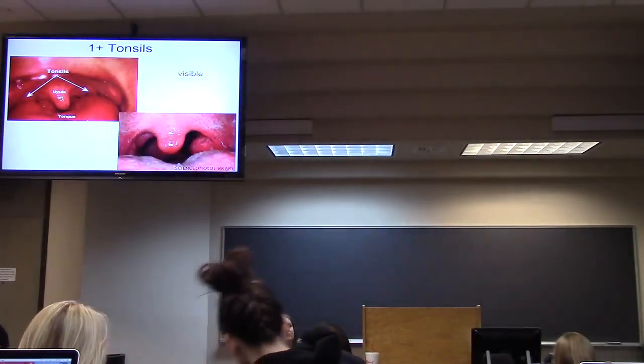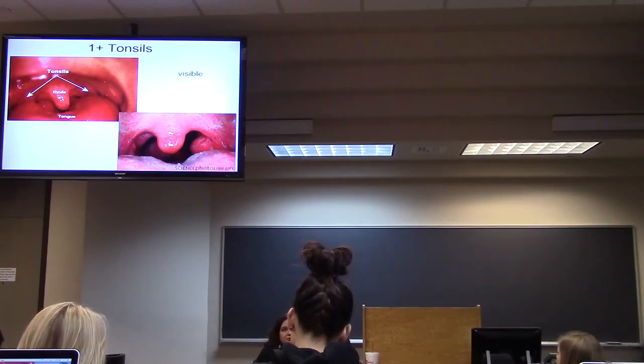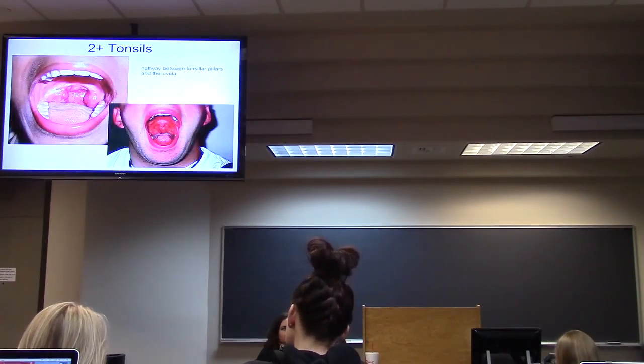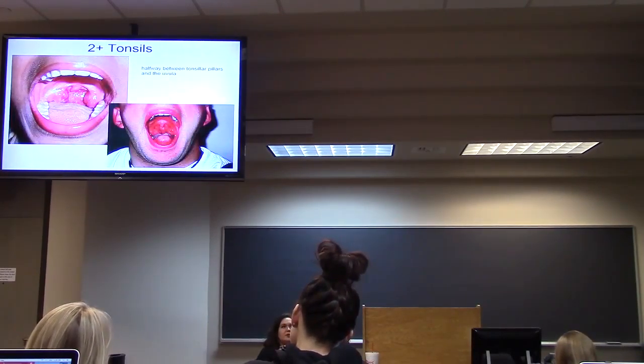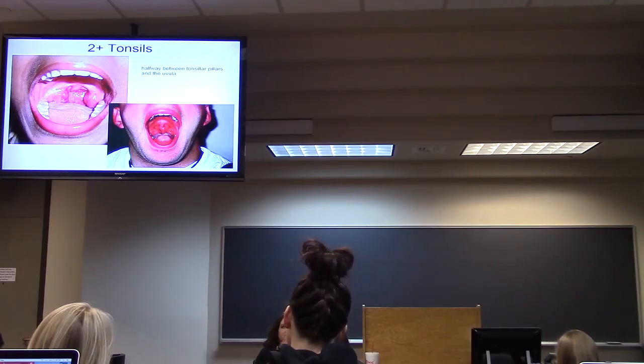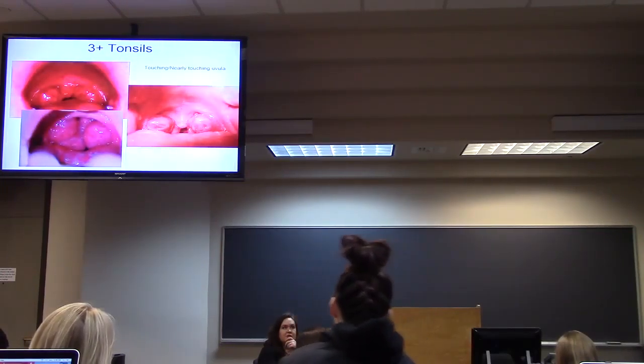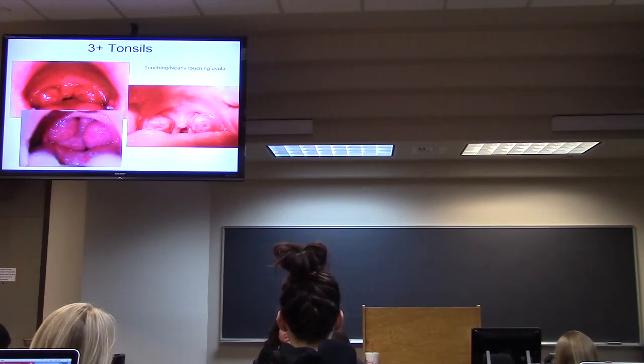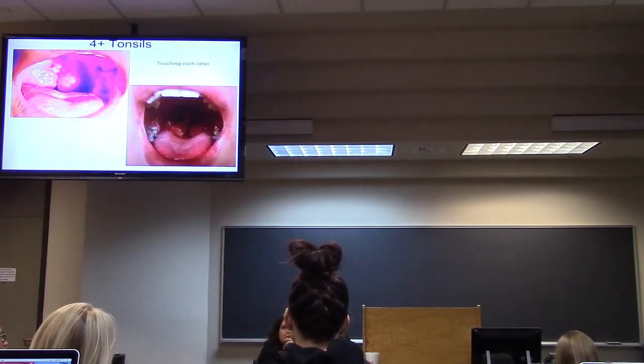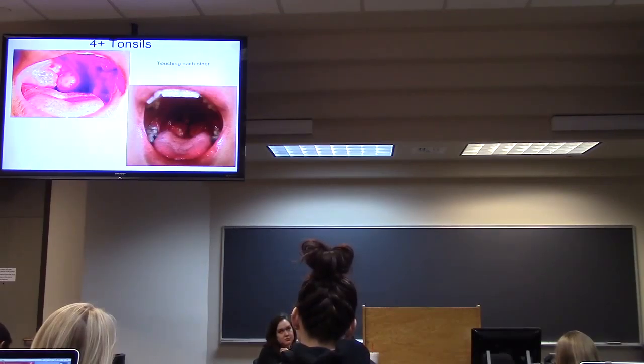So I'll just go to the picture. So 1+ is just normal. You can see them. There's the tonsils. 2+ is when they're between the tonsil pillars and the uvula, so kind of right when they're at the very edge of the pillars. That's 2+. 3+ is when they're touching the uvula. So you can see there, they're touching the uvula. And then 4 is when they're touching each other. Those are called kissing tonsils.